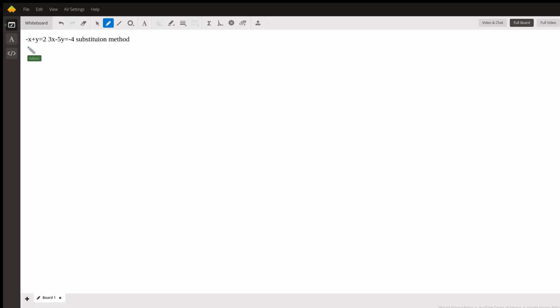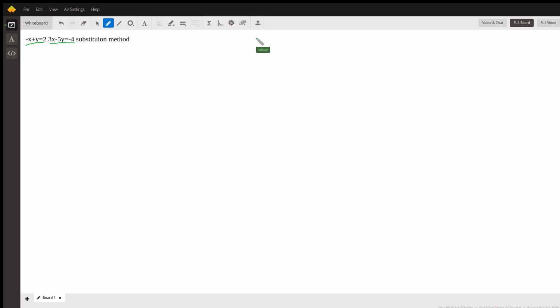The problem is giving us two different equations. It's giving us two linear equations. In other words, we don't have an x squared term or x cubed term, and so forth. And it says we're going to solve for these two linear equations with substitution.